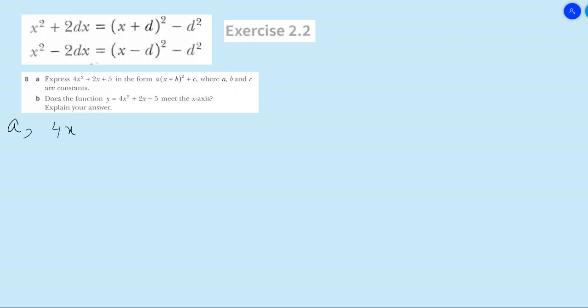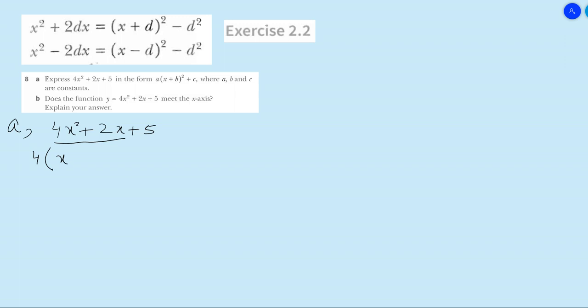4x square plus 2x plus 5. So what I told you in previous questions, first we have to see is there any coefficient of x square or not. In this part the coefficient of x square is 4. So we have to take common from the first two terms. We have to take common the coefficient of x square, that is 4. We are taking common 4.